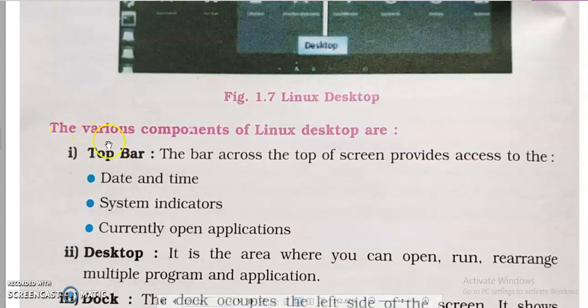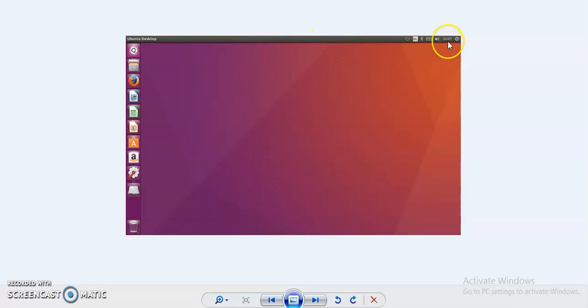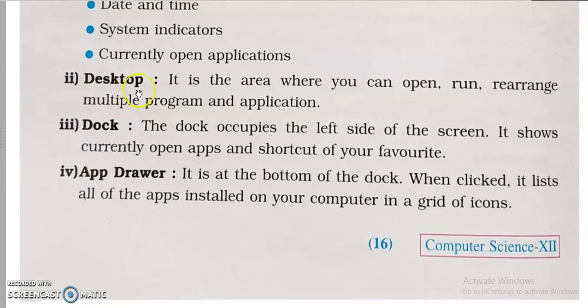So the components of Linux desktop are: the top bar. The bar across the top of the screen provides access to the date and time, system indicators, and currently open applications. Here in the top bar, we can see the system time, the settings that we can do in the operating system, and any other tool. The next is the desktop, which is as common as the desktop in any other operating system, where we can open, run, and rearrange multiple programs and applications.